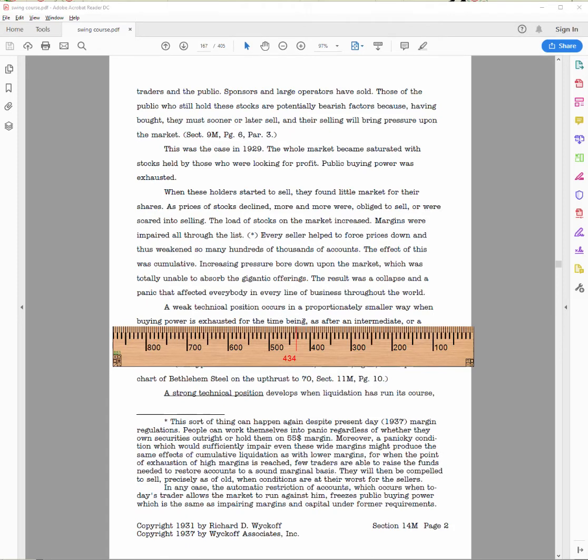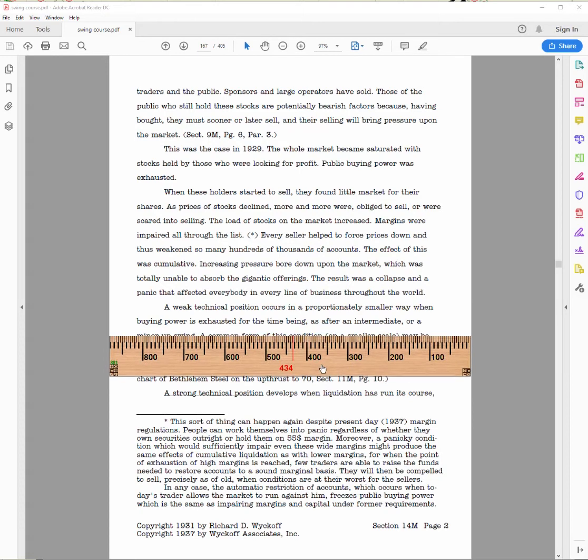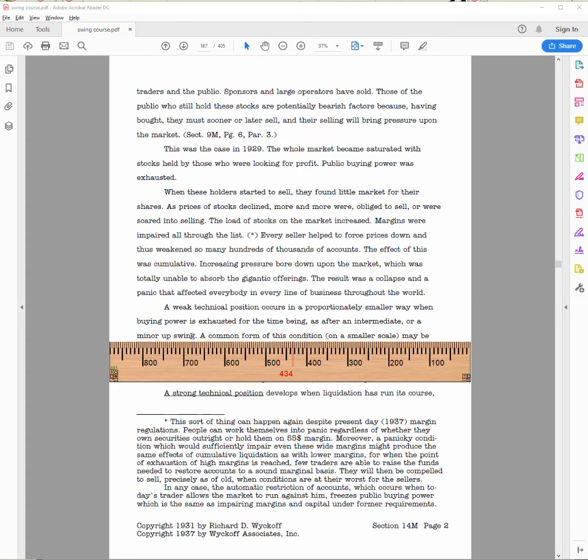For the time being, it could be at the bottom or top of a swing, as after an intermediate or minor upswing. There you go. Yeah, I knew it. Anyway, that's what he's been talking about in his studies. So, a weak technical position in a smaller way is on top or bottom of a swing. It could be on a pullback as well.